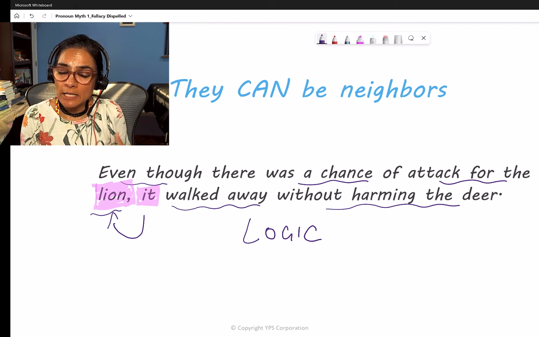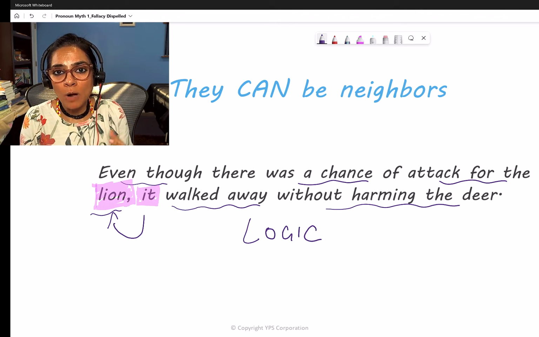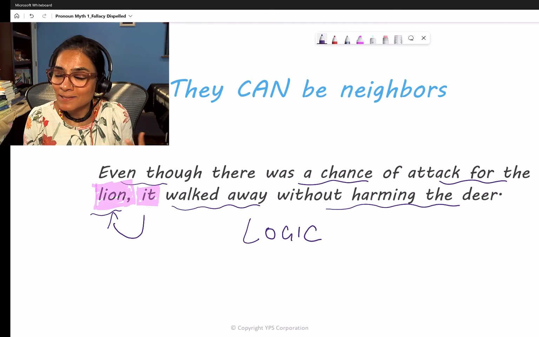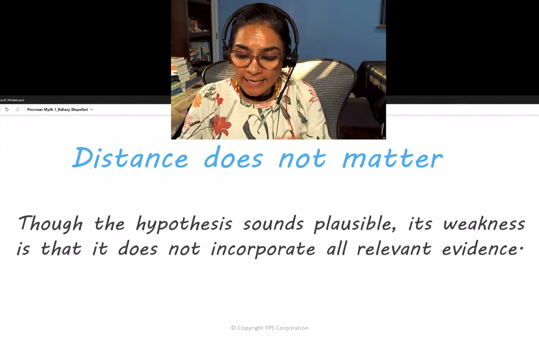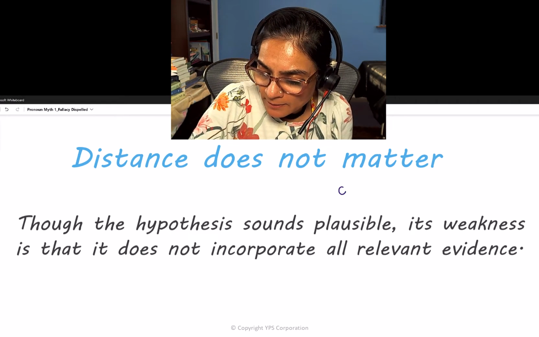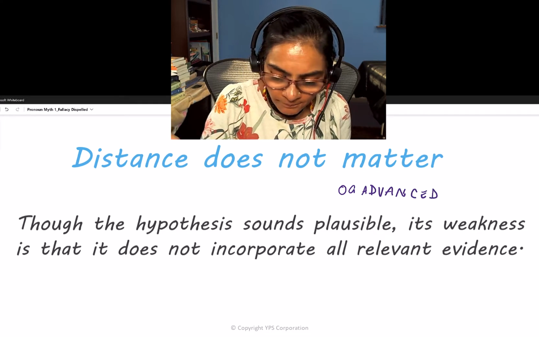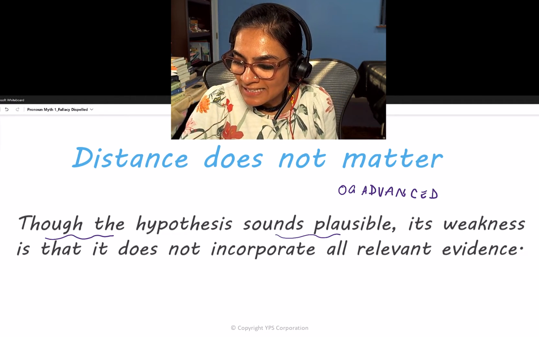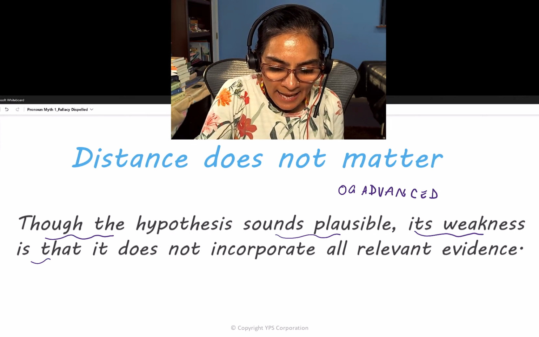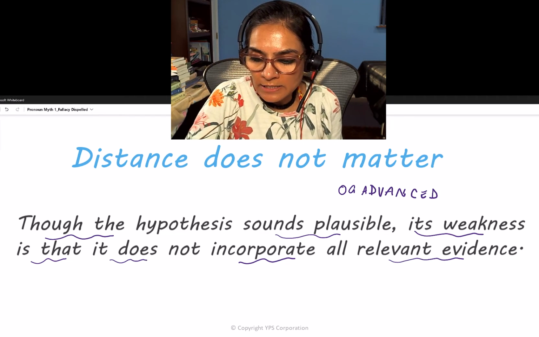So, in a nutshell, an antecedent can be closer or can be far away from its pronoun. The distance really does not matter. We see the same principle working in this official sentence as well. This is a sentence from OG Advanced. Let's read this sentence together. Though the hypothesis sounds plausible, its weakness is that it does not incorporate all relevant evidence.